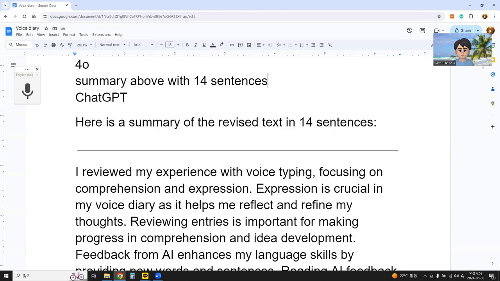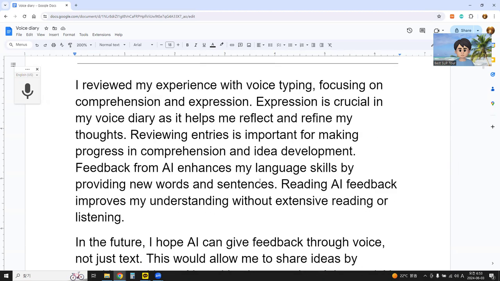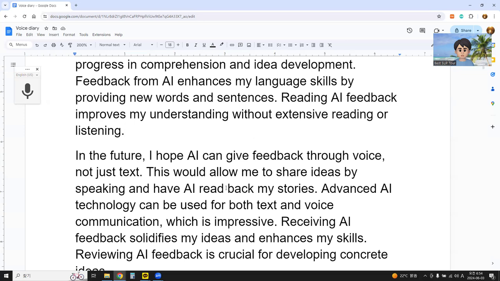Summary. Here is my summary of the revised text in 14 sentences. I reviewed my experience with voice typing, focusing on comprehension and expression. Expression is crucial in my voice diary as it helps me reflect and refine my thoughts by reviewing entries. It's important for making progress in comprehension and idea development. Feedback from AI enhanced my language skills by providing new words and sentences. Reading the AI feedback improves my understanding without extensive reading or listening. In the future, I hope AI can give feedback through voice, not just text.